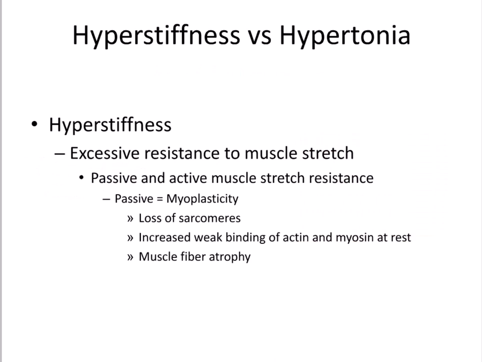And hypertonia. Well, with hyperstiffness, it's an excessive resistance to muscle stretch at the level of the muscle. It's a result of a loss of sarcomeres and increased weak binding of actin and myosin at rest, as well as muscle fiber atrophy. When the fibers shrink, it's going to be harder to move that muscle. An example of this hyperstiffness could be something like contracture. After wearing a cast for a long period of time, the muscles are going to shorten, and when you try and stretch it out, you're going to feel stiffness.